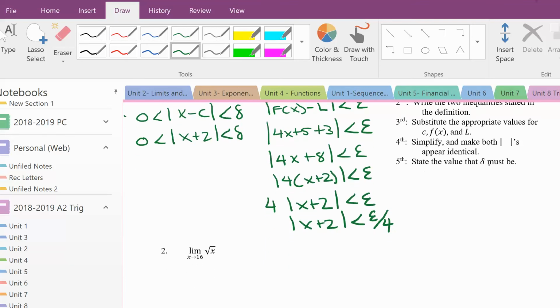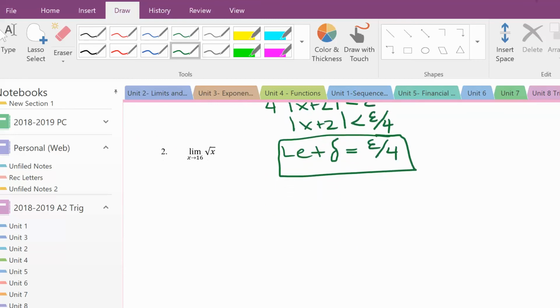So now we have to state what delta must be. Delta must be equal to epsilon divided by 4. So in order for the limit to hold up, delta is equal to epsilon over 4. And that is your final answer.